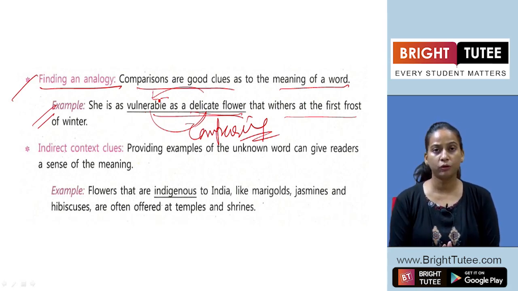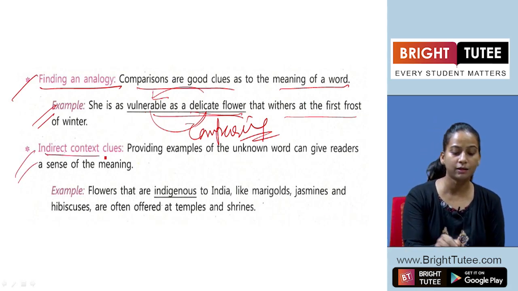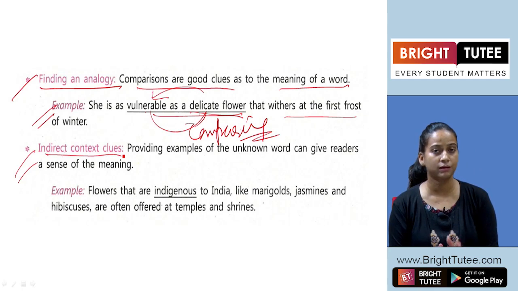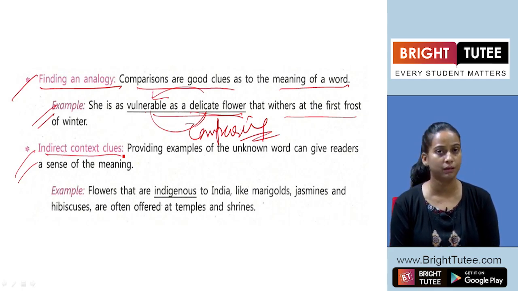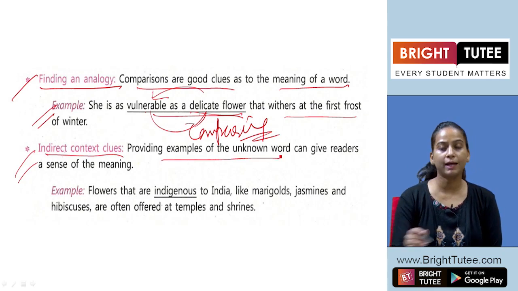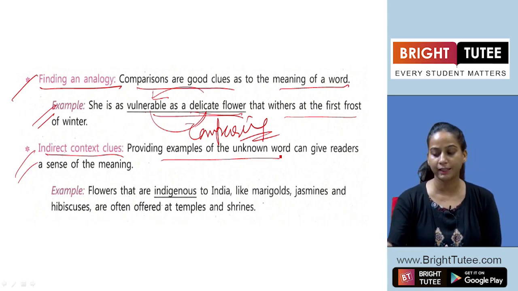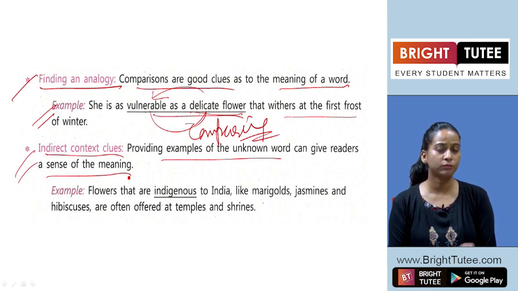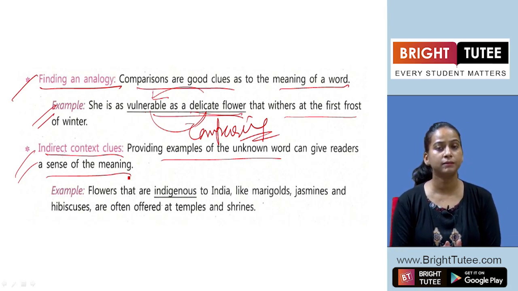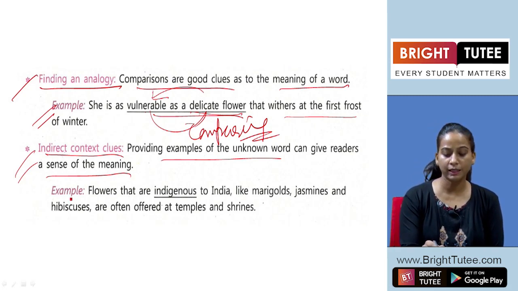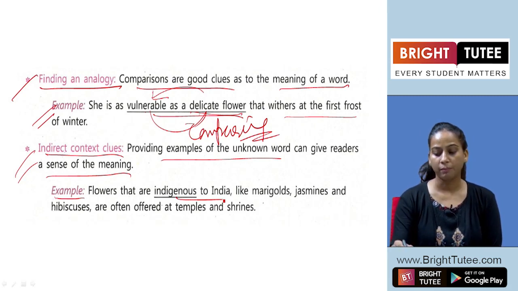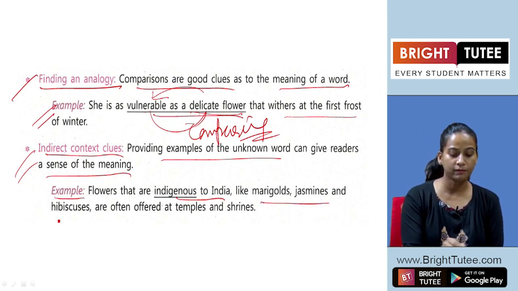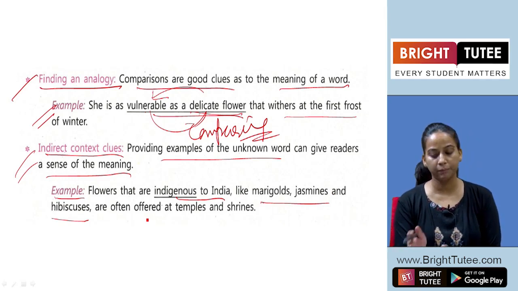In the same way, we are going to follow another technique here: indirect context clues. That is another strategy that we have to follow to understand the meaning of a text. Providing examples of unknown words can give readers a sense of the meaning. Sometimes we are not getting a particular word's meaning, but the examples given somewhere can give the idea of what the word means. For example, flowers that are indigenous to India like marigold, jasmines, hibiscus are often offered at temples and shrines.